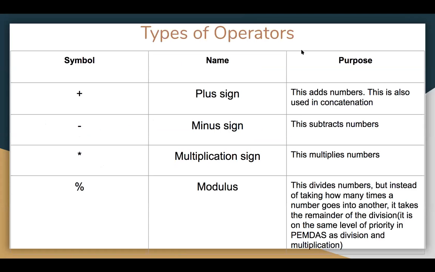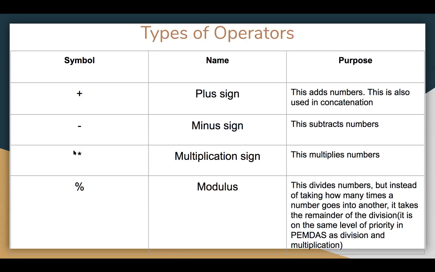So types of operators, most of these, again, you've probably seen before. The first three you can see here, the plus, the minus, and the star. I'm pretty sure you all know what this is. Plus sign adds numbers. It's also used in concatenation, like we went over last time. Minus sign, this subtracts numbers. You might have seen this before.